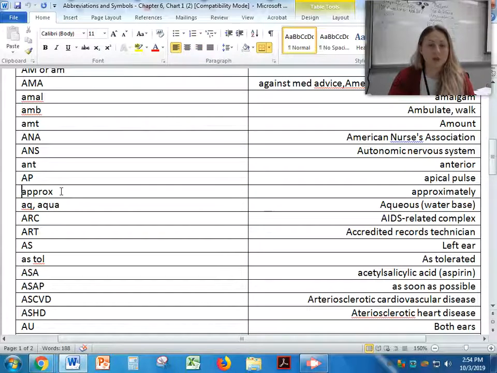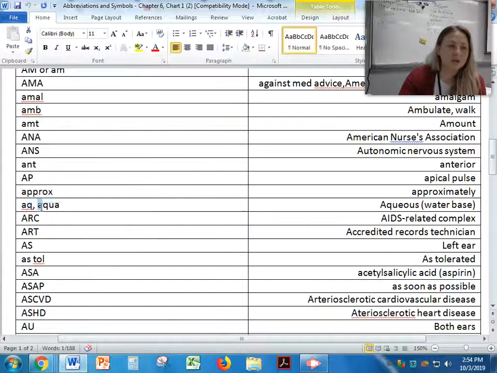Approx, this is short for approximately. Okay, means about. Okay, aqua, this is aqueous, water-based. If you've ever taken chemistry, you can have solids, you can have liquids, gases. Some solutions could be aqueous. That is abbreviated as AQ or aqua, meaning water.